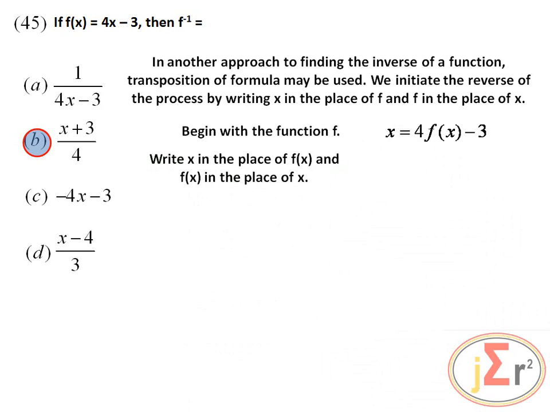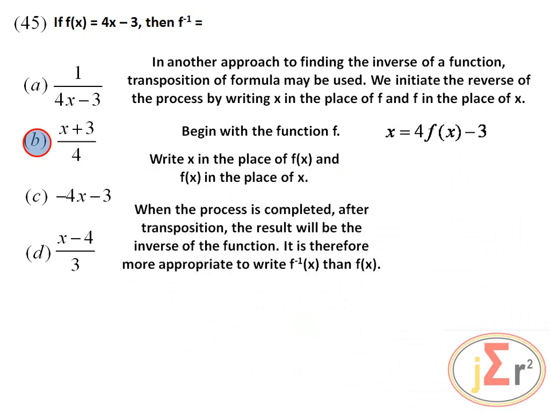Like that. When the process is completed after transposition, the result will be the inverse of the function. It is therefore more appropriate to write f inverse of x than to write f of x. So when the process is completed, we would not have found f of x. We would have found the inverse. So it is appropriate to replace f of x with f inverse of x. Good.